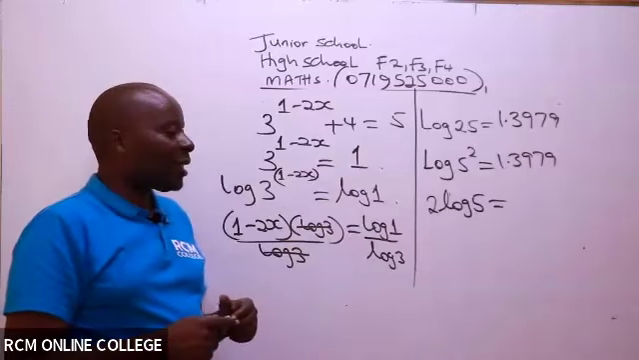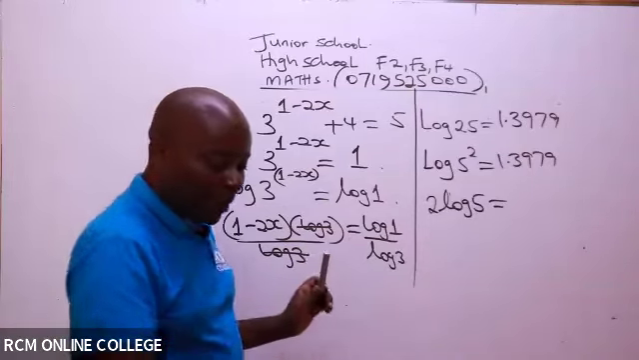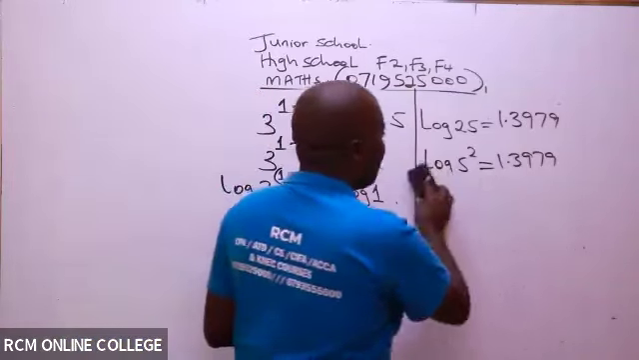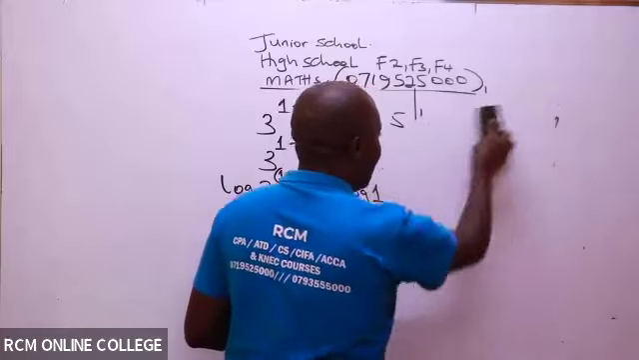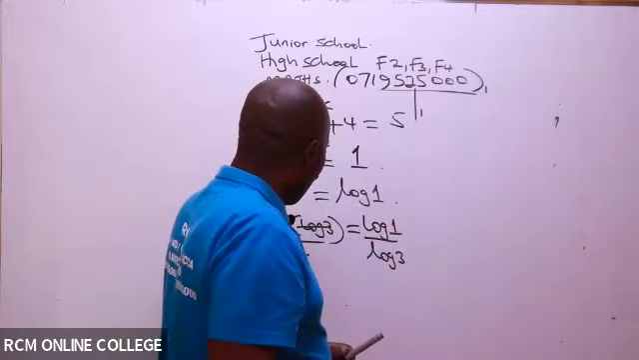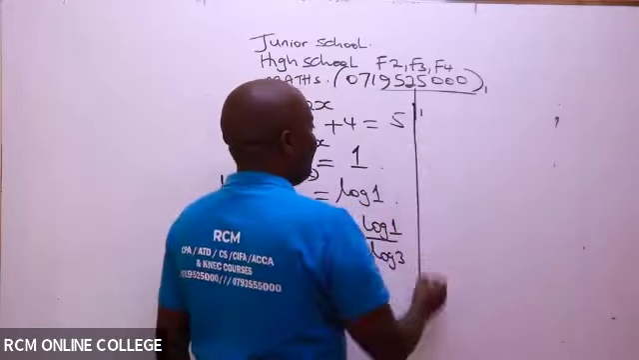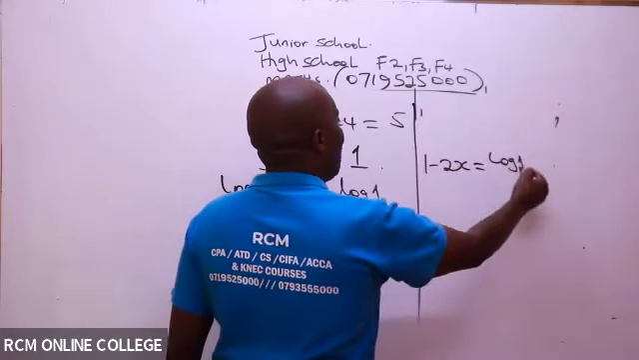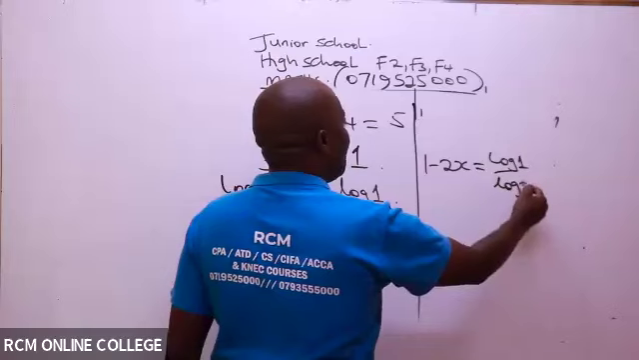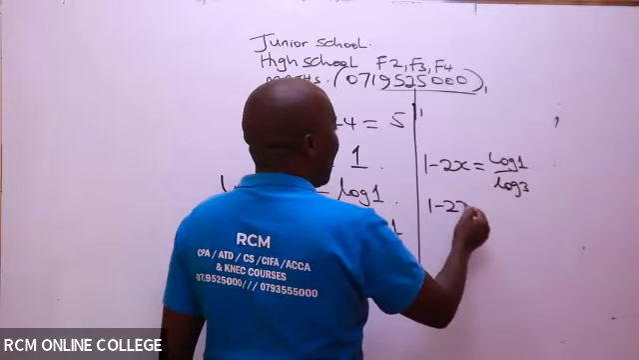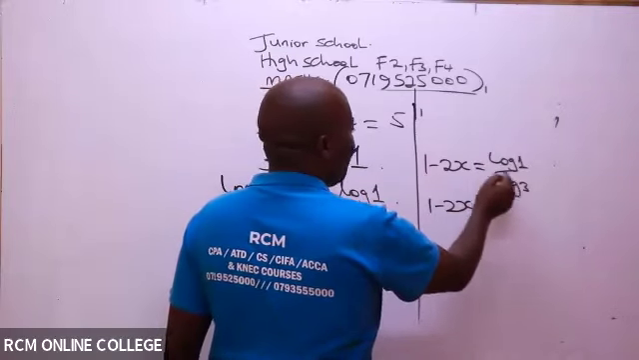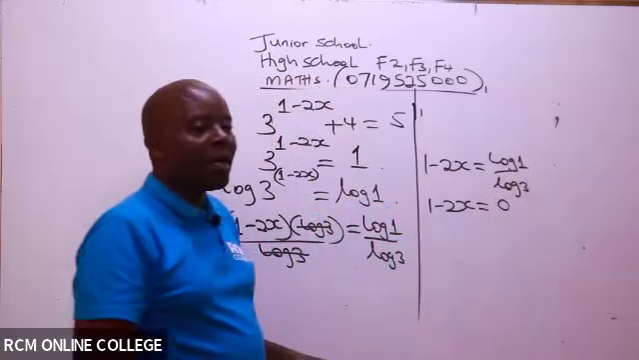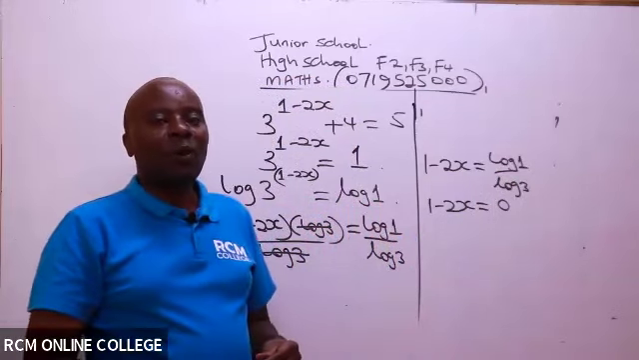So at the end of the day, what am I going to get? This is what I will be getting, ladies and gentlemen. I'll be getting here 1 minus 2x equals logarithm 1 over logarithm 3. Can somebody confirm that these two logarithms divided will be 0?